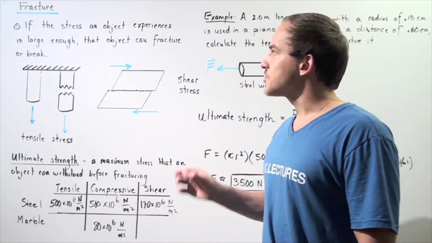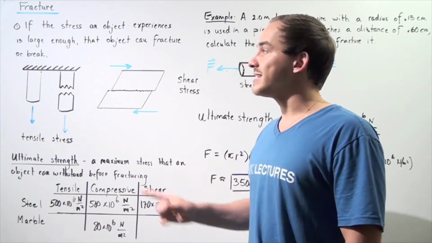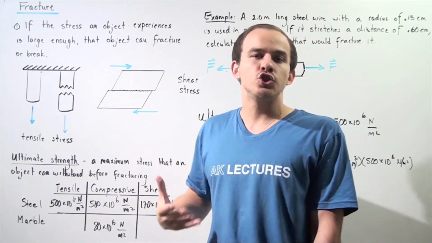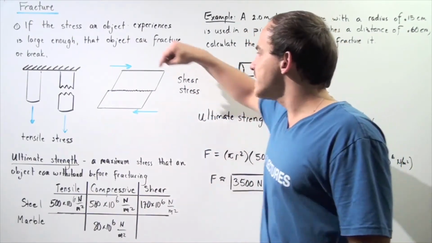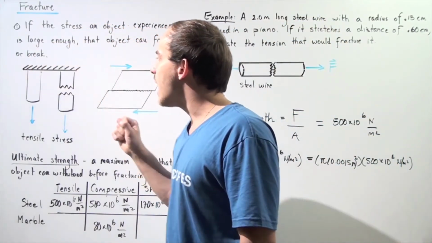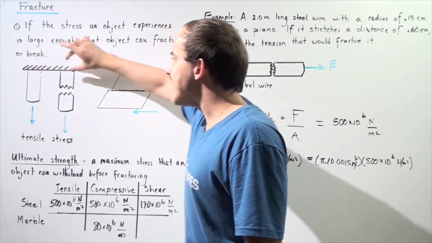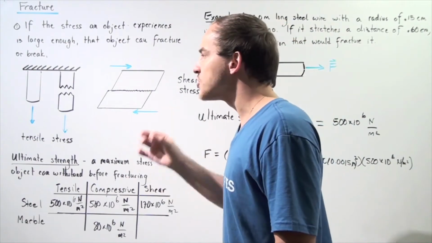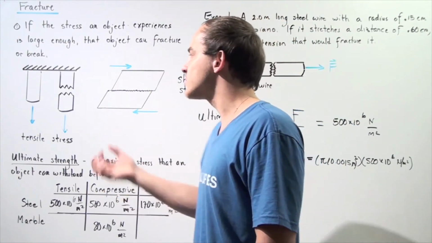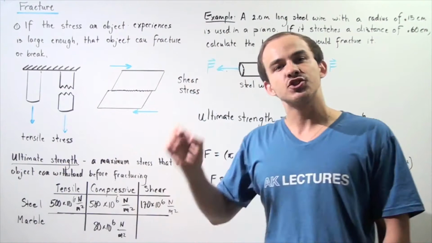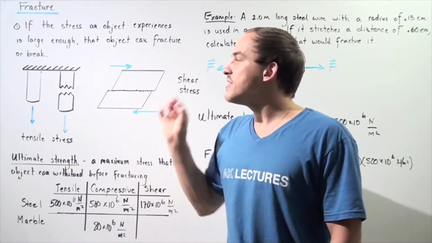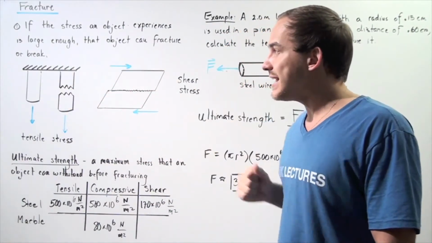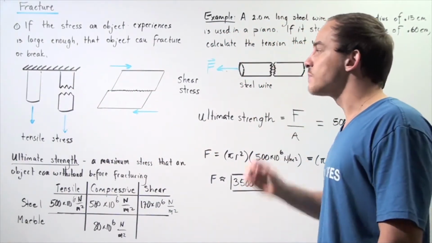So if the stress that an object experiences is large enough, that object can fracture or break into two or more pieces. For example, if we have a solid column that is hanging off of the ceiling, and we apply a tensile force which creates a tensile stress within that object, and the stress is high enough, that object will break, will fracture into two or more pieces, in this case into two pieces.